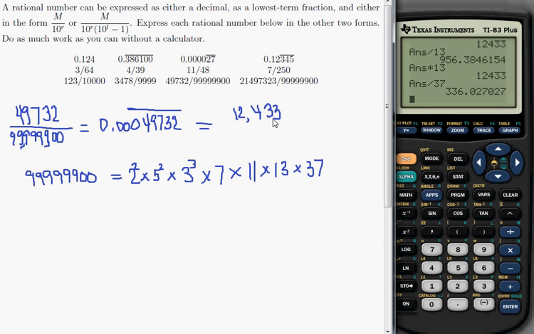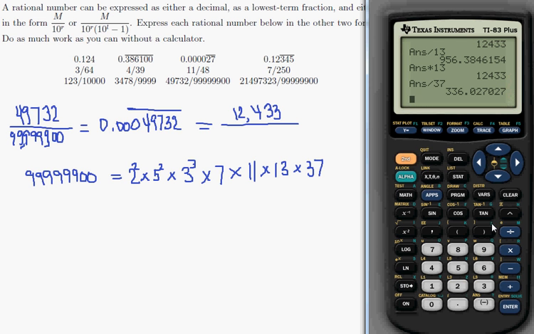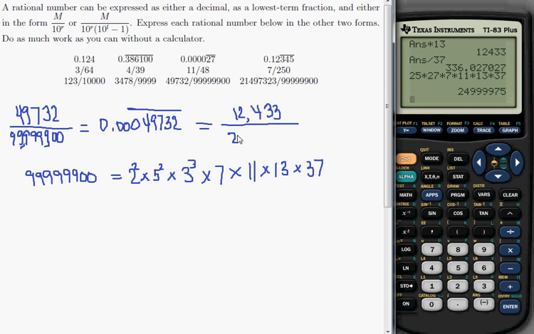And so in lowest terms, this will be written as 12,433 divided by whatever that denominator is, divided by 4. So that'll be 25 times 27 times 7 times 11 times 13 times 37, which is 24,999,975. And I'll let you confirm that if you divide the original denominator by 4, you get this. So that's the third column.